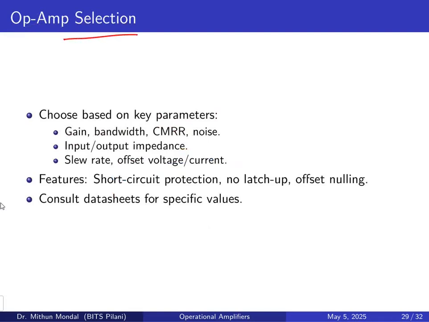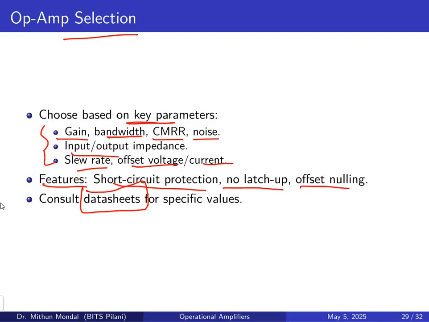How do you select the op-amp? We need to select the op-amp based on certain key parameters, which we have seen: the gain, bandwidth, common mode rejection ratio, the noise, the input and output impedance, slew rate, the offset voltage, and the current. These need to be checked for a particular op-amp to be selected for a particular application, and this will be available in the datasheet. The features will be short circuit protection, no latch up, and offset nulling. So we have to properly choose the op-amp for a particular application by seeing the datasheet.